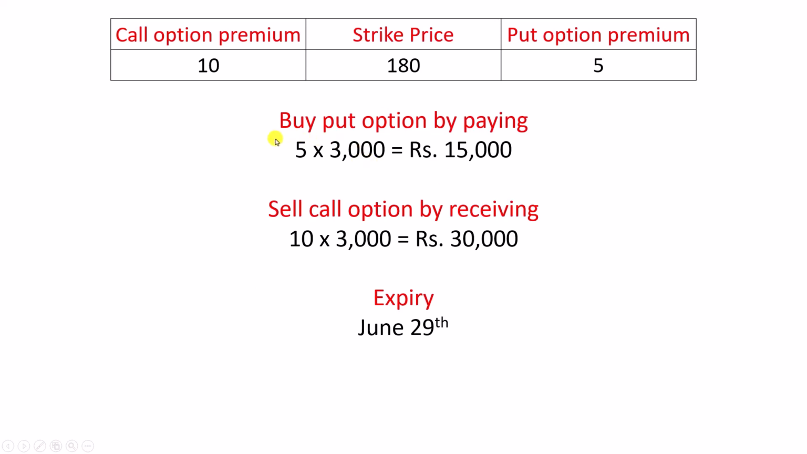Now, you will be doing either this or this, not both. You can buy a put option or you can sell a call option. You can do any one, not both. Now, expiry is June 29th. We will see various conditions that may arise on June 29th.